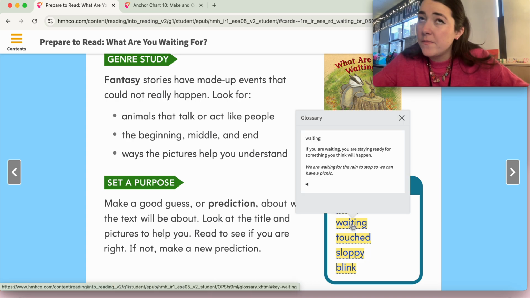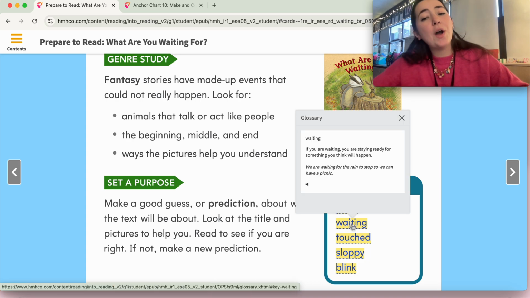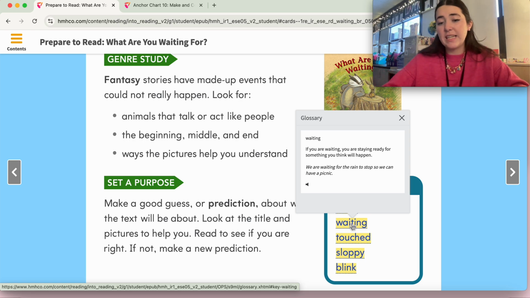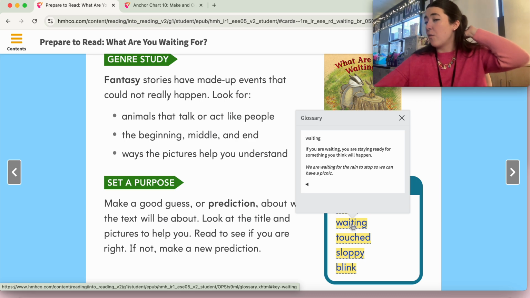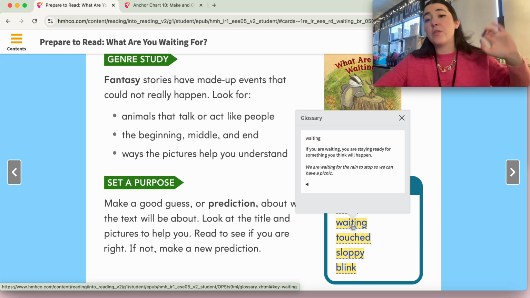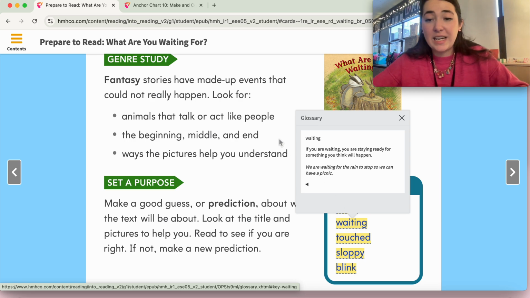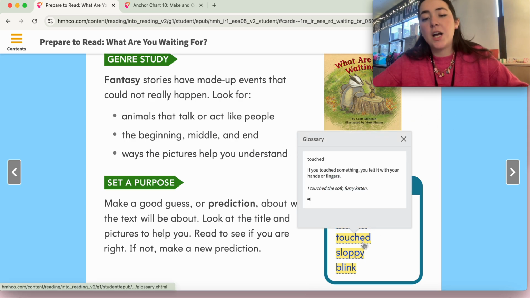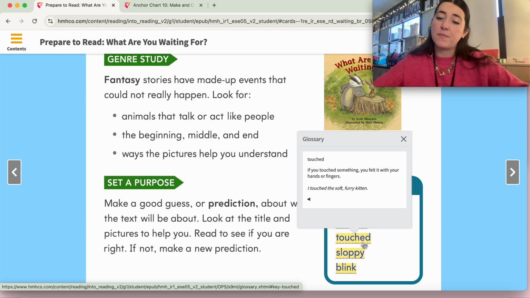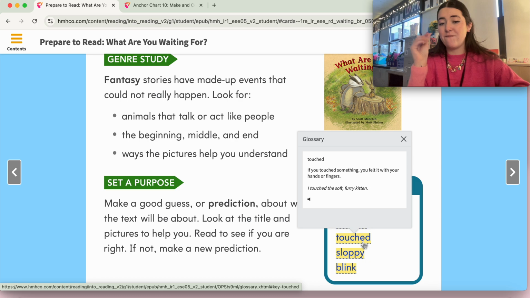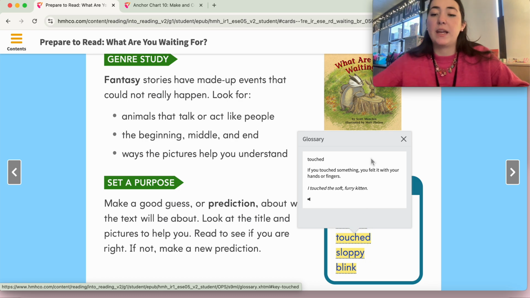Our next word is waiting. Can you say waiting? Very good. If you are waiting, you are staying ready for something that you think will happen. So, for example, we are waiting for the rain to stop so that we can have a picnic. You are waiting or staying ready for when the rain will stop so that you can go outside and have a picnic. The next word is touched. Can you say touched? Very good. If you touched something, you felt it with your hands or fingers. So, for example, I touched the soft, furry kitten. I felt it with my fingers or my hands.